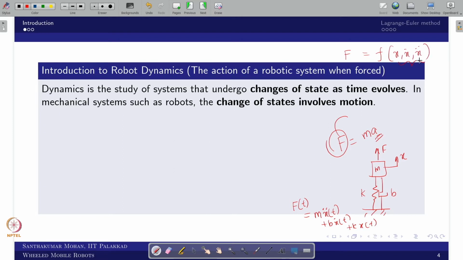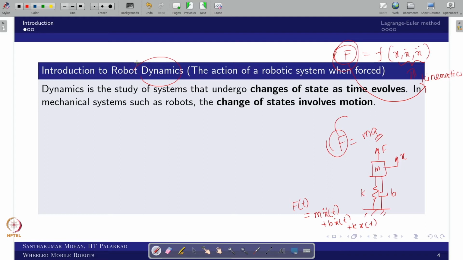But what is this we have studied? This is nothing but the kinematic aspect. This is what you have seen as kinematics. But now you are bringing in the cause of motion. So you are trying to bridge the cause of motion to the study of motion. That is what you have to see as robot dynamics. In the sense, the action of a robotic system when forced, and don't see only force, forced means in general you are giving some input.